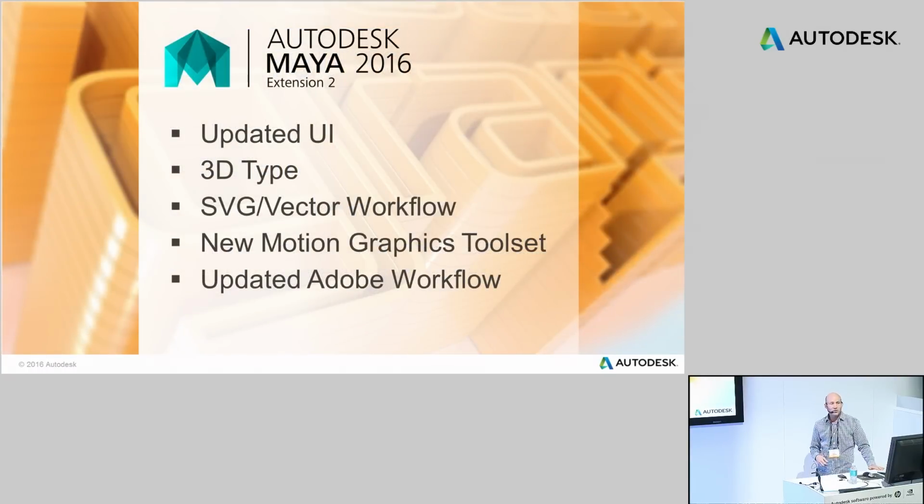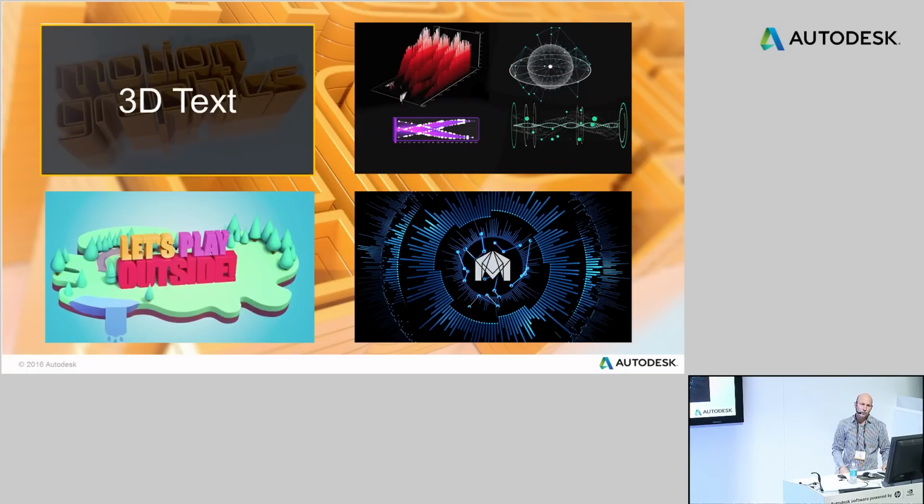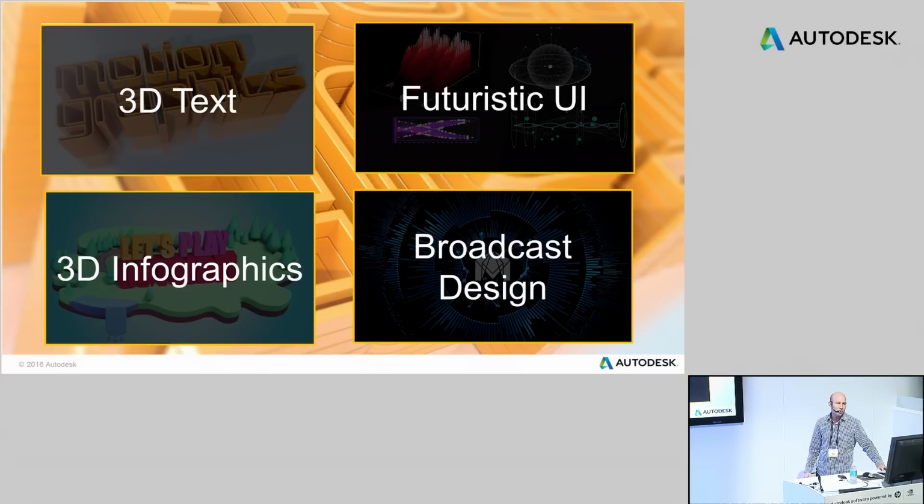So the last thing that we want to do is just a quick recap. We saw the updated UI, the 3D type tool, the motion graphics toolset, which we're super excited about. Cannot wait to see what designers do when they get their hands on these tools and the power of Maya 2016 Extension 2. And we're going to finish up with the fact that we have a bunch of motion graphics presets. If you go to the Creative Market today, there's a drop-down menu inside of Maya's user interface to get to the Creative Market. These presets are available today. They're free. We have categories for 3D type, futuristic UI, some infographics, as well as some broadcast design.